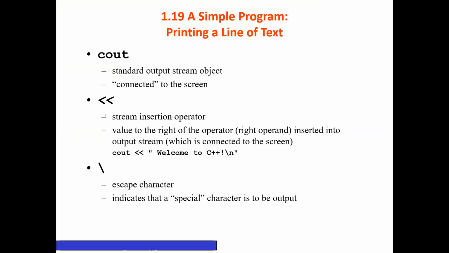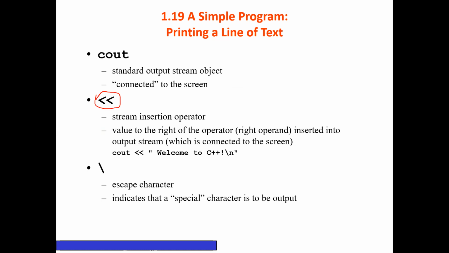Then the statement cout which we used in that program is called the standard output stream object. This is connected to the screen, and it is used for putting or displaying some value on the screen. And this is called the stream insertion operator. And this stream insertion operator means it inserts something to the screen.